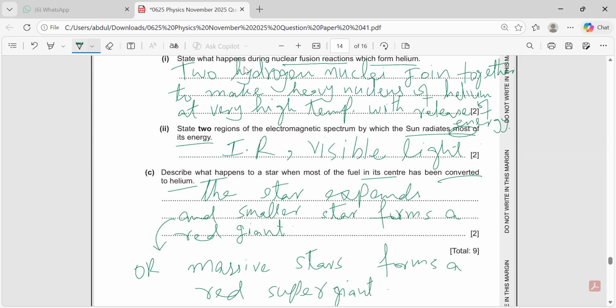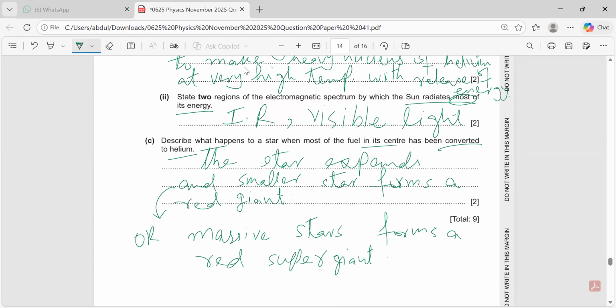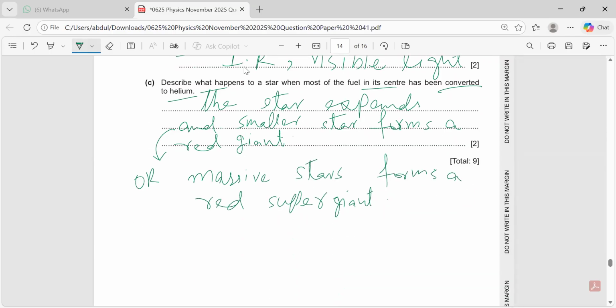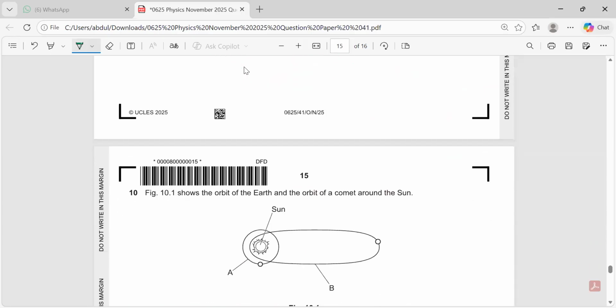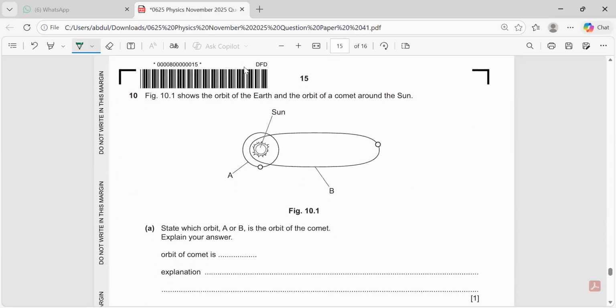Easily you can read from there, but remember and score marks. These are free marks. This is simply a recall memory, my dear friends. Now, figure 10.1 shows the orbit of the Earth and the orbit of a comet around the Sun. State which orbit, A or B, is the orbit of a comet.